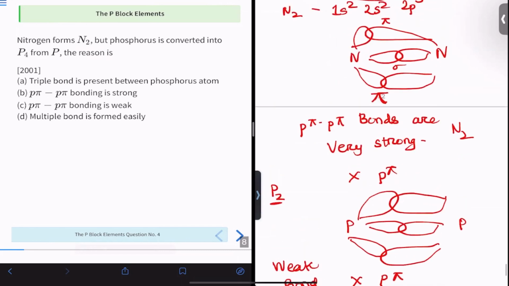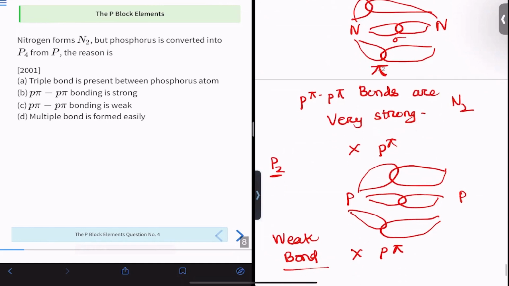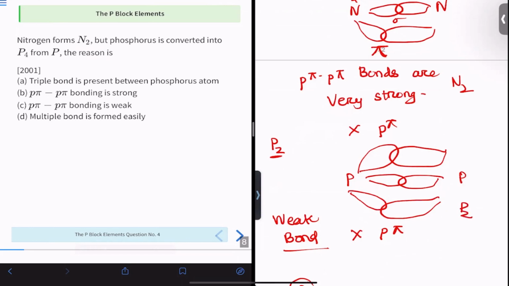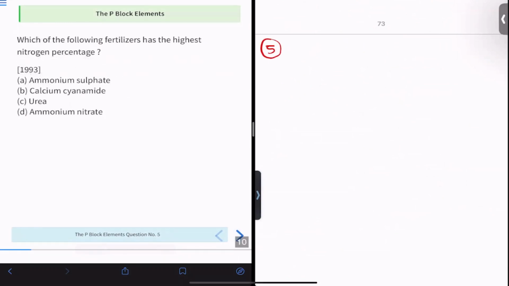The way I have explained, I think you will never forget this because I've drawn the diagram and tried to explain it in a simplified way. I hope you never forget this. P2 never exists because p pi bonds are very weak. That's it. So moving on to question number 5. Question number 5 says, which one of the following fertilizers has the highest nitrogen percentage?